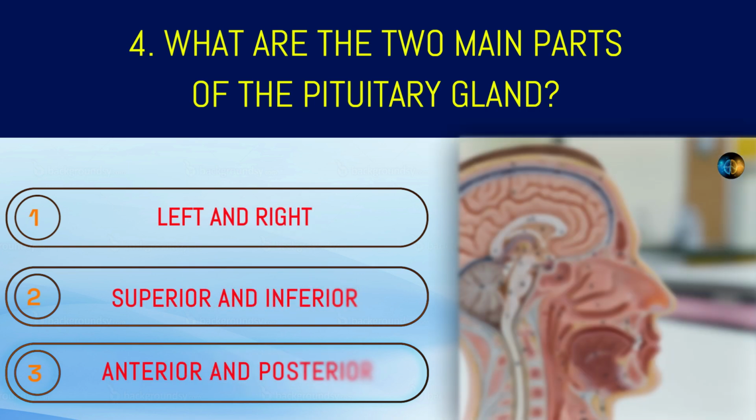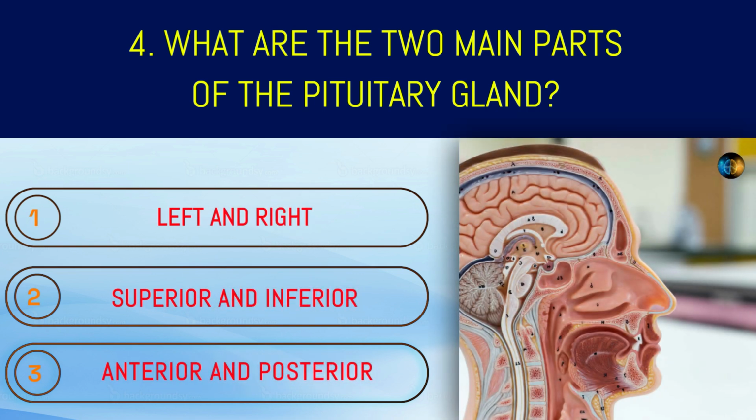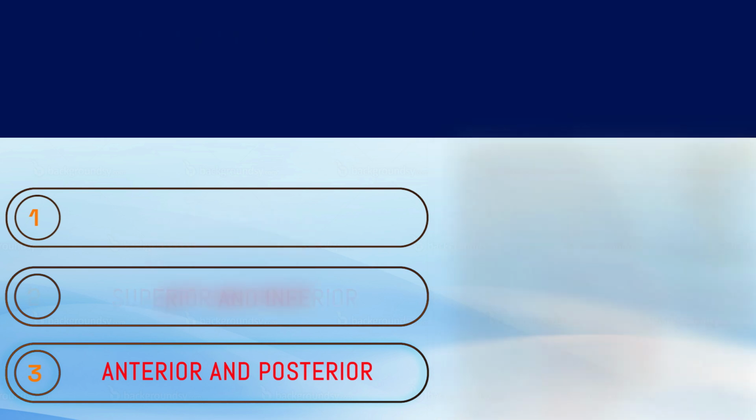What are the two main parts of the pituitary gland? Left and right, superior and inferior, or anterior and posterior? Anterior and posterior.